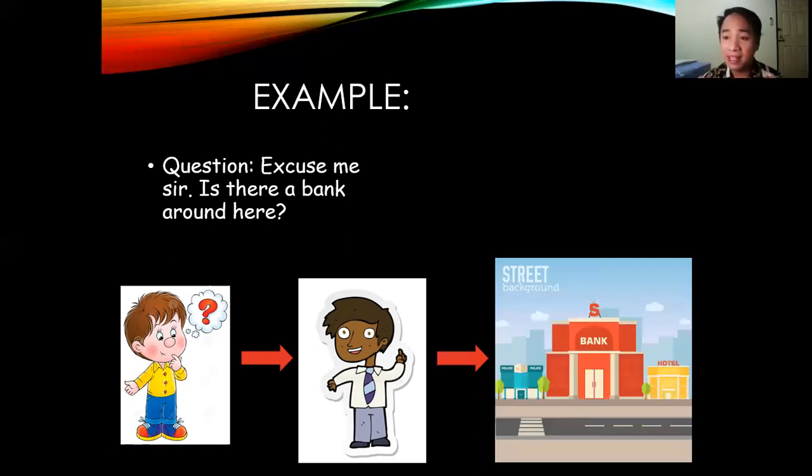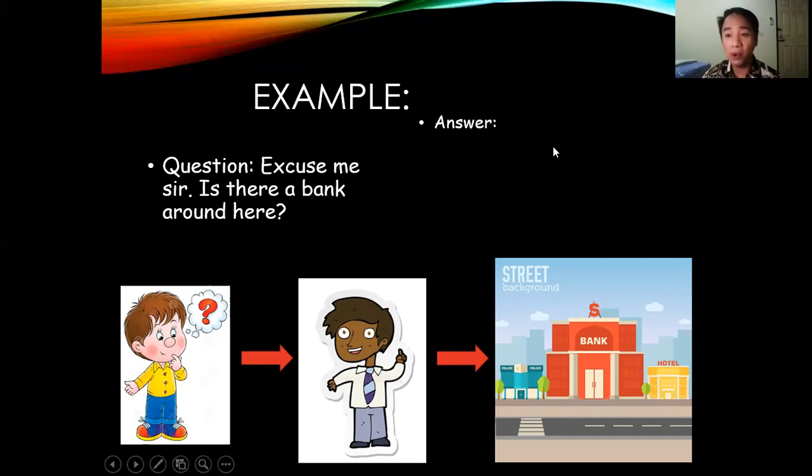So for example, this is the location of the bank. Okay, so this is the street. This is the bank in between the police station and the hotel. So how are you going to give direction to the boy? What will be your answer?